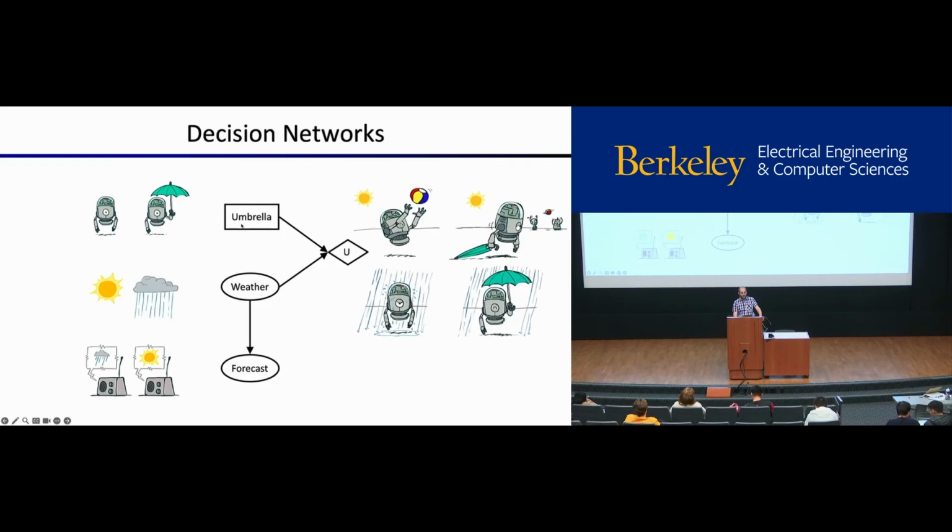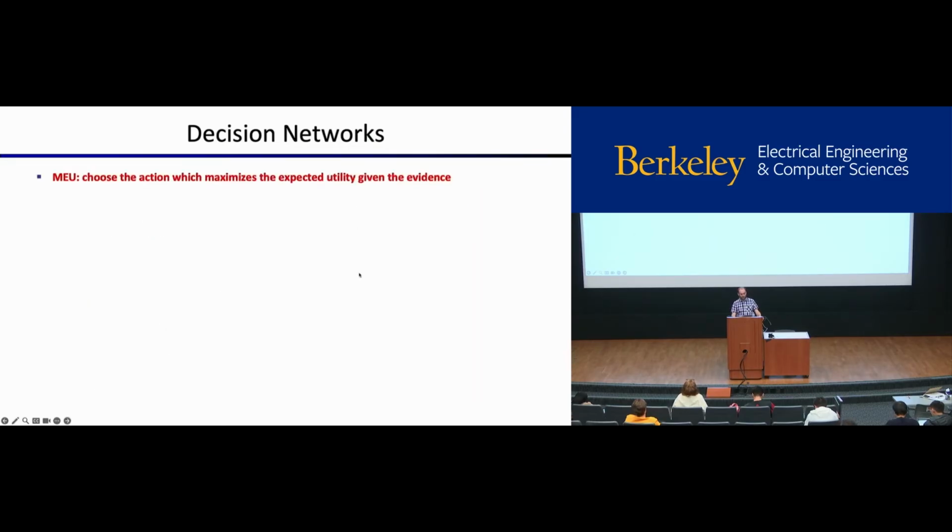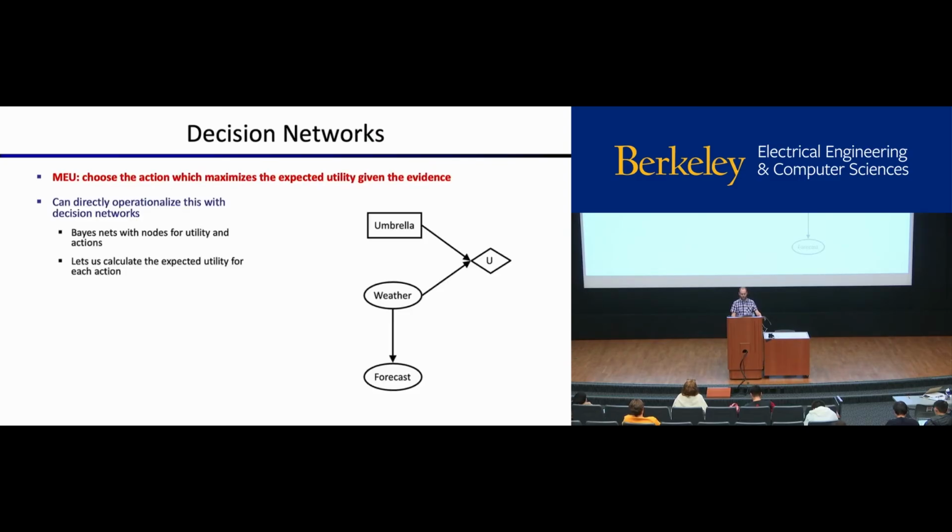This is saying you can decide whether or not to take an umbrella. This is a random variable, basically, as to what the weather might be, which affects the forecast, and which will affect your utility. In a decision network, we choose the action which maximizes the expected utility given the evidence. So that's what we're going to be doing. And we can operationalize this with decision networks. They're basically Bayes nets with nodes for utility and action. And they let us calculate the expected utility for each action.